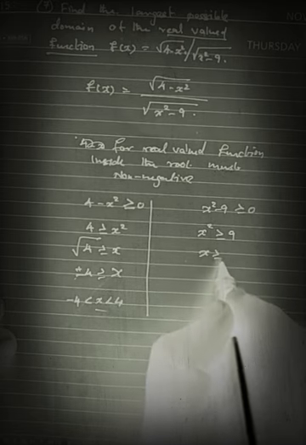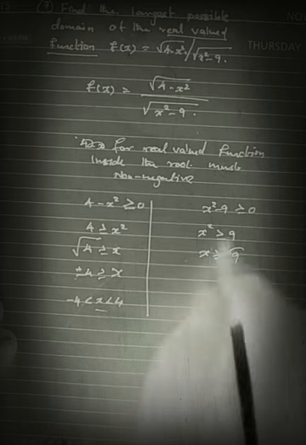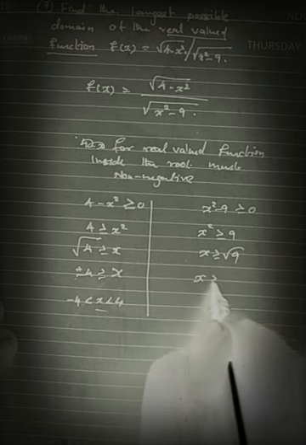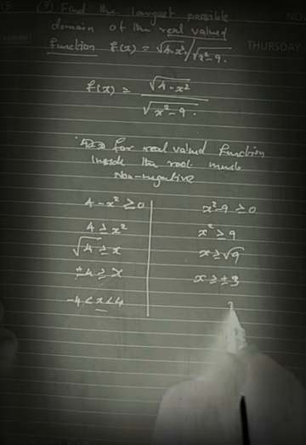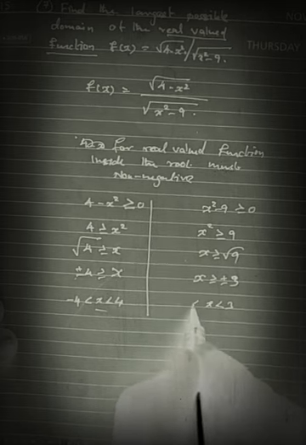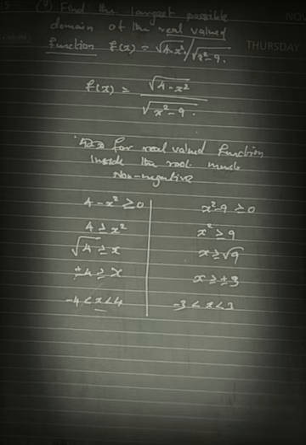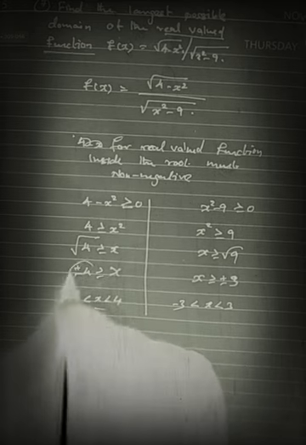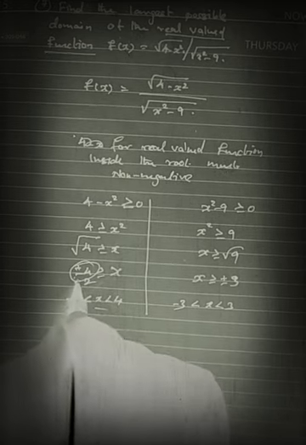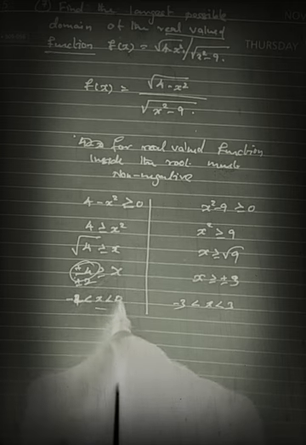Then the x value should be greater than or equal to the square root of 9, so plus or minus 3. So the value of x will be less than 3 and greater than minus 3. This is the case that is coming. Here you can see the square root of 4 is plus or minus 2. Therefore it is minus 2 and plus 2 that will come.